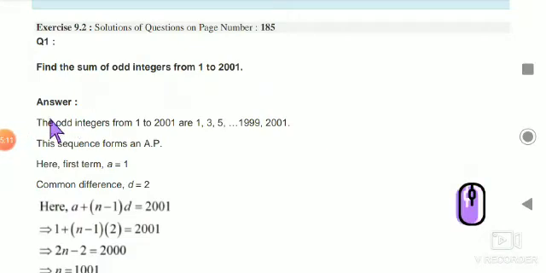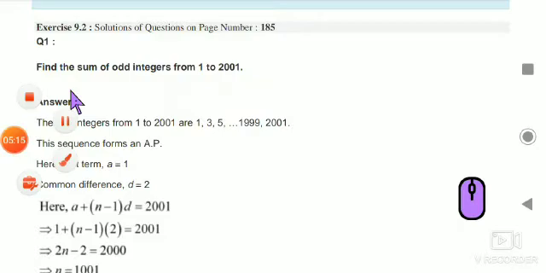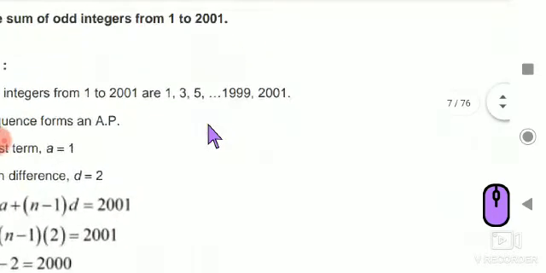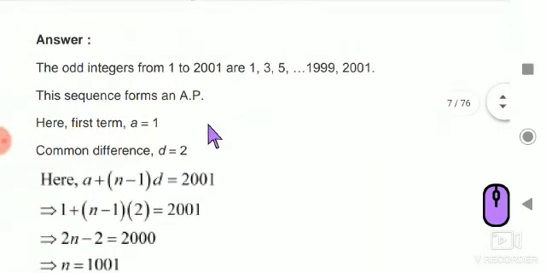Dear students, we will start with some examples based on the arithmetic progression. Find the sum of odd integers from 1 to 2001. The numbers are given from 1 to 2001. We have to select the odd numbers and find their sum. The odd integers from 1 to 2001 are 1, 3, 5, and so on up to 1999 and 2001.